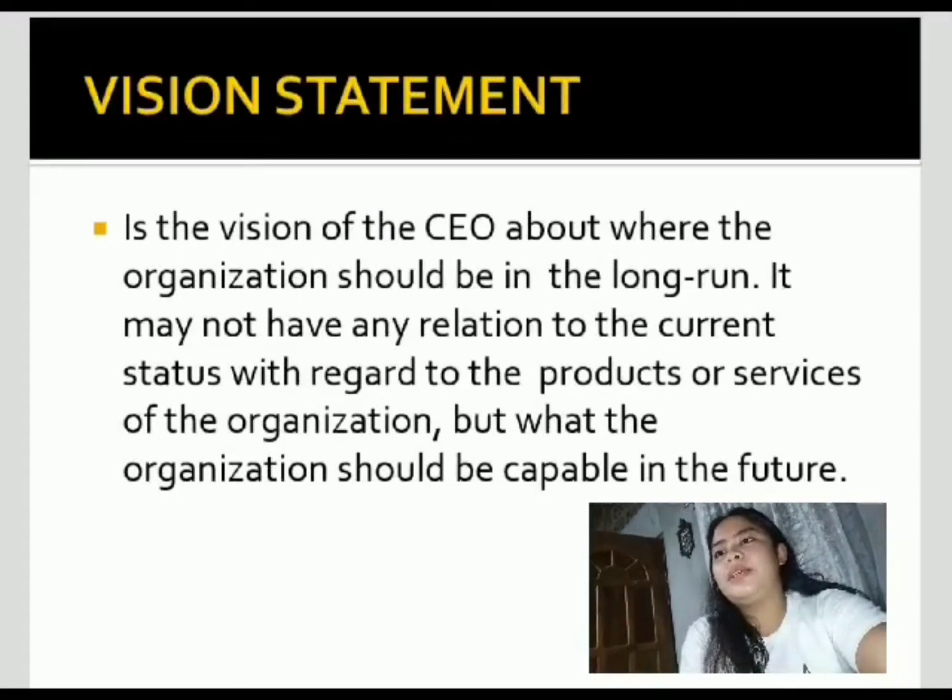Vision statement. The vision statement is the vision of the CEO about where the organization should be in the long run. It may not have any relation to the current status with regard to the products or services of the organization, but rather what the organization should be capable of in the future.